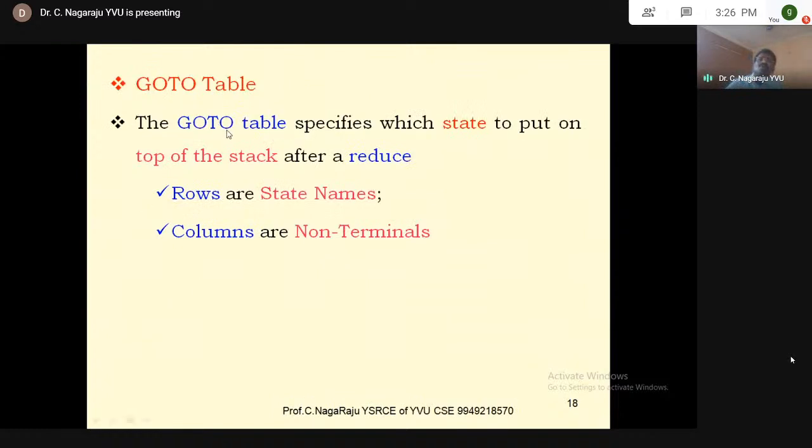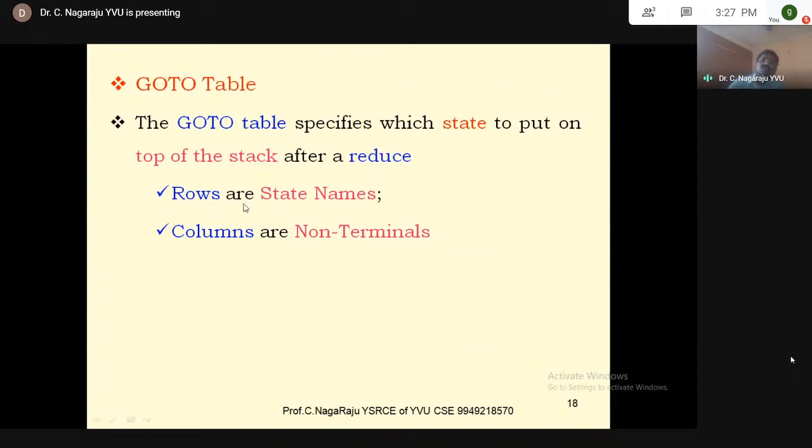So the next one is the goto table. The second one is the goto table. The goto table specifies which state to put on top of the stack after a reduction. Later on I will show how to construct the goto table and action table. That means the goto table contains only non-terminal symbols, and it specifies which non-terminal symbol you have to replace with its productions.